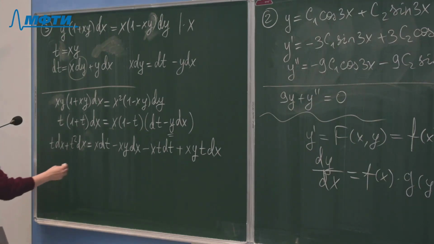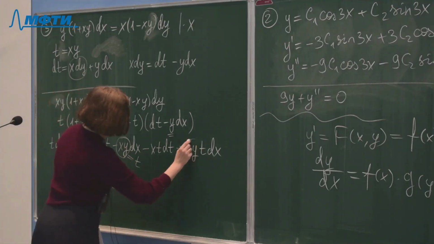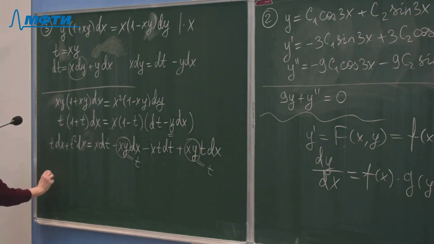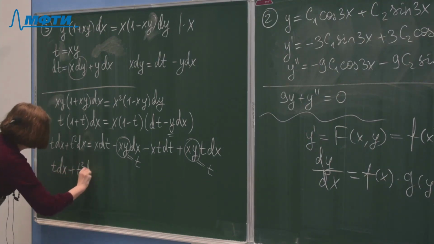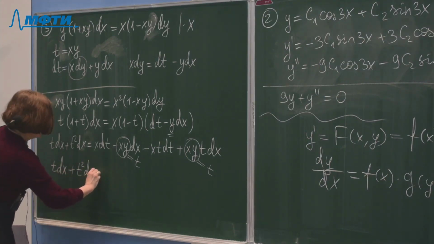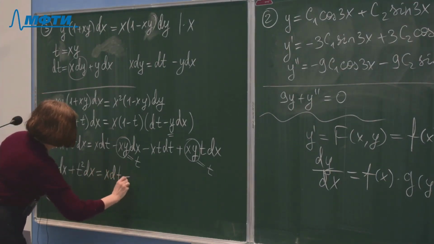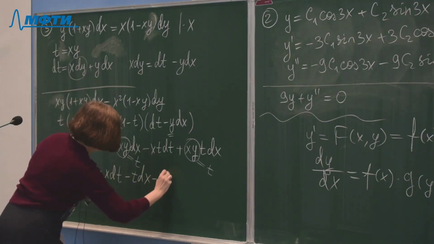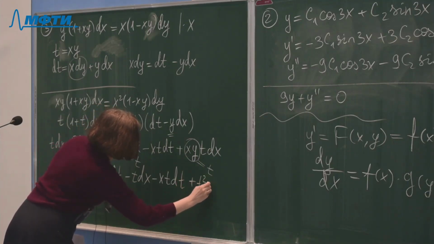And after this we can replace xy by t. It is t, and this is also t. Let's do this. And we will have the following: t dx plus t squared dx equals x dt minus t dx minus xt dt plus t squared dx.